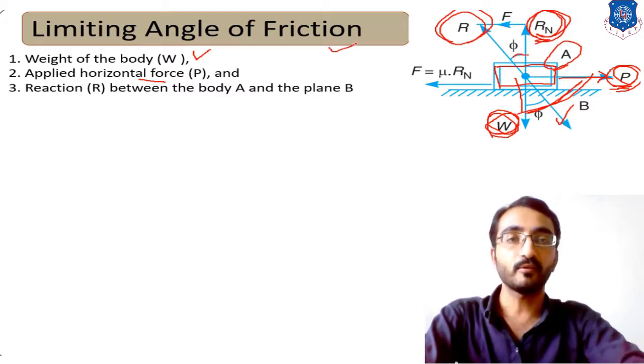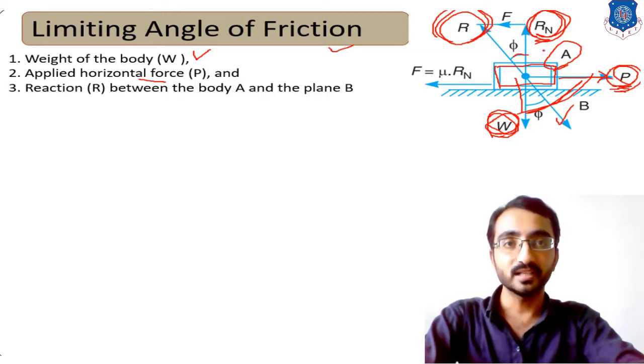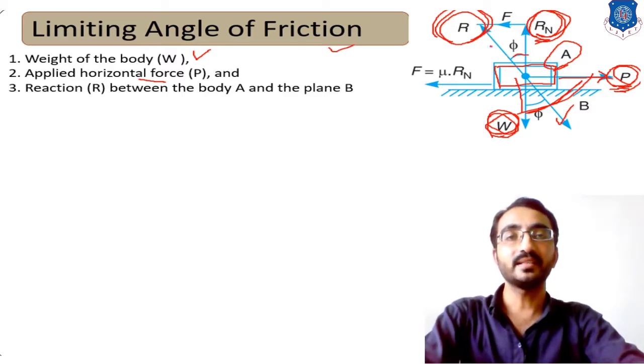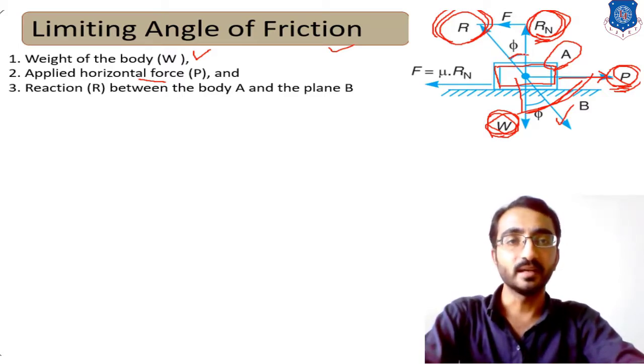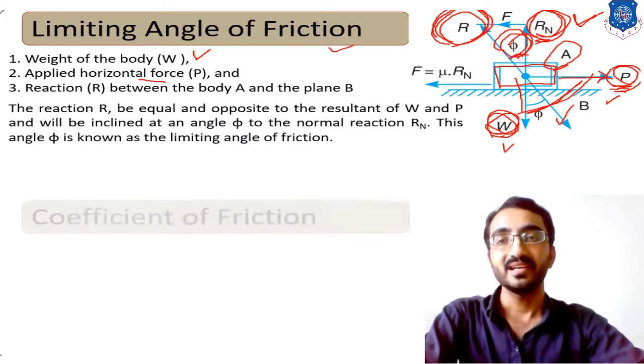From this diagram we can see the angle between the resultant of P and W and the normal. This angle phi is the angle between the resultant of the two forces, external force P and W, and the normal reaction, and this angle phi is known as the angle of friction. So we can refer to this definition.